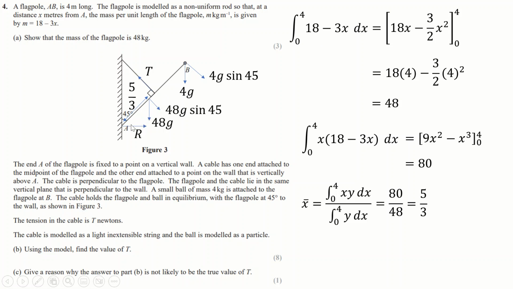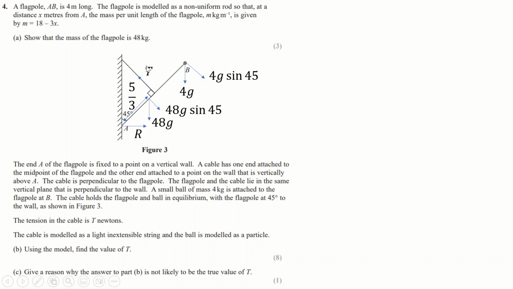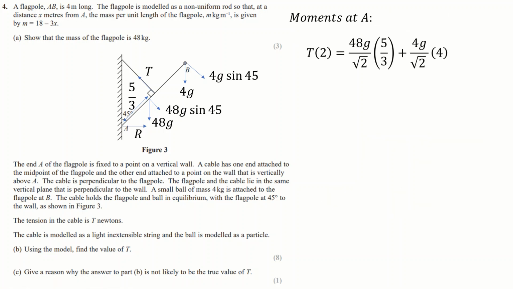And now we can take moments, right? We can do 5/3 times this, plus 4 times this, equals 2 times this, going anti-clockwise the other way. So I think that will be our formula here. Of course, sine 45 is just 1 over root 2. You can just type this straight into a calculator if you want to, and you'll end up with this to 2 significant figures, because I used g as 9.8, which is also 2 significant figures. So I just got to there. And that's the tension, and then give a reason this is not likely the true value.